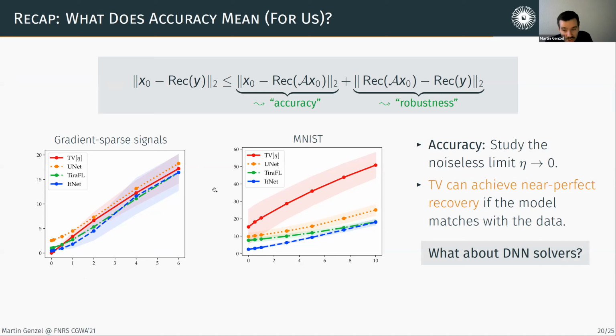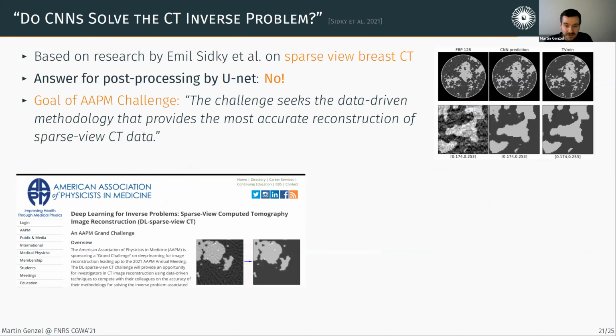So I think a fair question to ask is, what are the neural networks doing here? Shouldn't they be able to give you perfect reconstructions as well, because we know there exists a method that can do the job? Can neural networks do the same? We were not the first to ask this question. Actually, this was considered in a very nice work by Emil Sidki and co-authors. They focused on the computed tomography setup, sparse-view computed tomography to be more precise. So there's some subsampling involved. You don't take the full angles for your line projections, but only a small part of them.